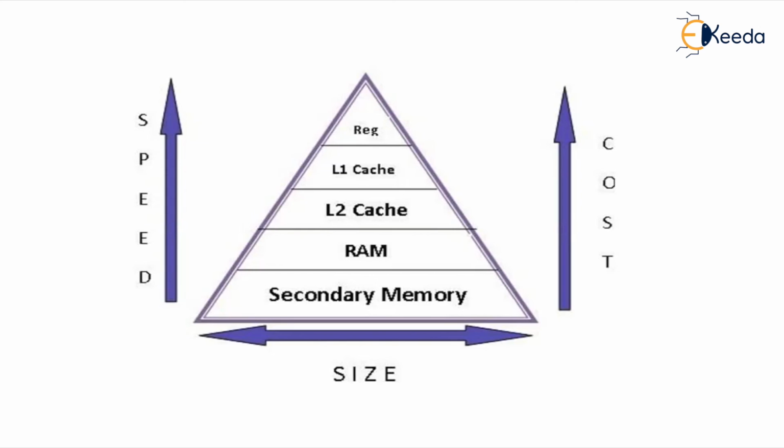Similarly, the cache memory is divided into two types, L1 cache and L2 cache. The speed and the cost increase as the size decreases. And when it comes to registers, speed, size, and cost play a very, very important role, because the speed increases along with the cost, while the size reduces to a very, very large extent.